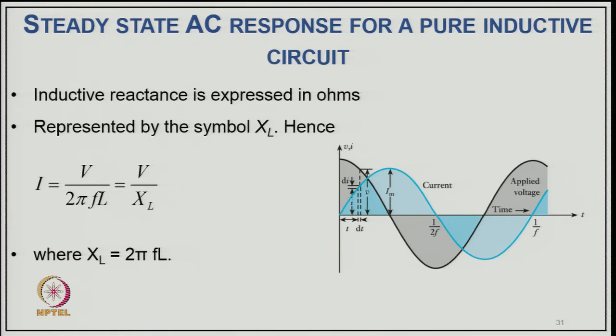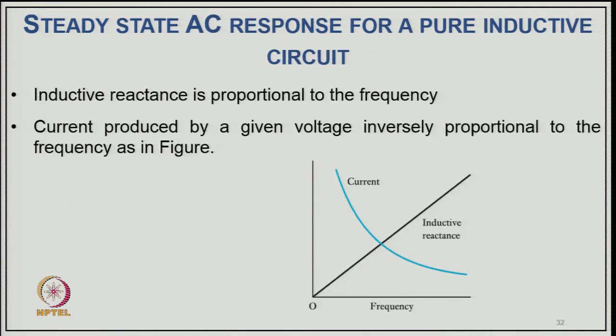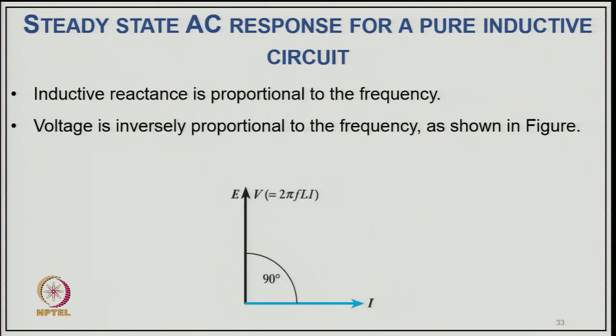I equals V upon 2 pi f L equals V upon X L, where X L is 2 pi f L ohms. So, now you can say inductive reactance is proportional to the frequency, that is 2 pi f L. As you say, the inductive reactance will increase with the frequency, and the current produced by a given voltage is inversely proportional to the frequency, because the reactance will increase. So, the denominator will increase, so the current will reduce with increase in frequency.